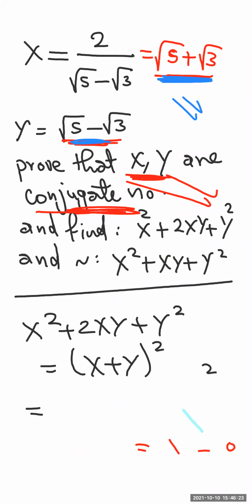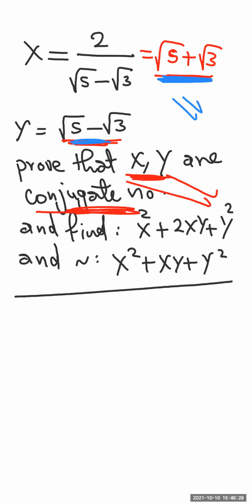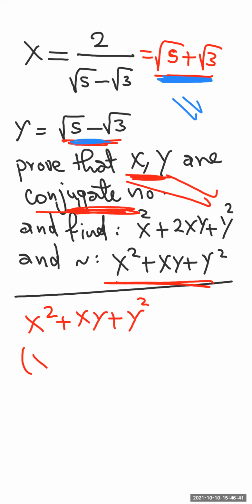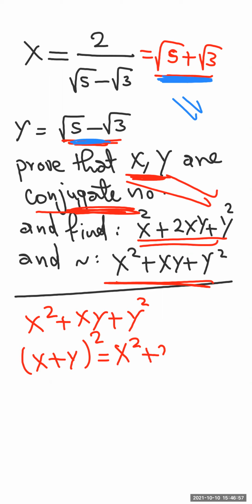Okay, now the second part, or the last part of the question. It's required here to get x squared plus xy plus y squared. Okay, guys, we just said that x plus y to the power 2 will equal what? We just mentioned that one. On the second part, I mean x plus y to the power 2 equals x squared plus 2xy plus y squared.